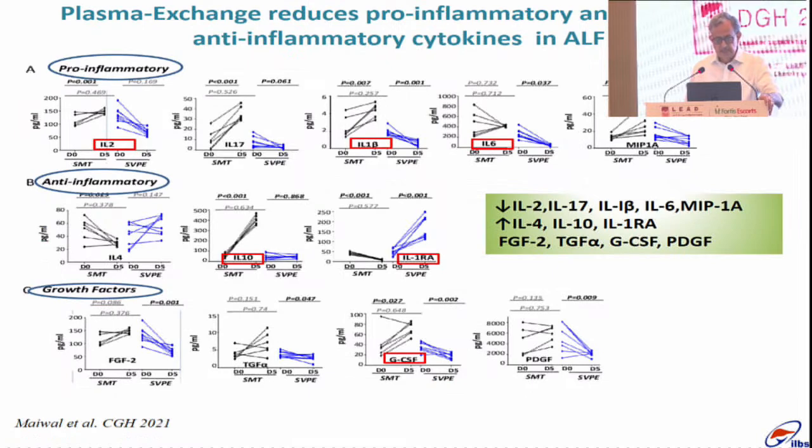What is interesting is plasma exchange reduced pro-inflammatory cytokines, IL-2, 17, 1-beta, MIP, IL-6. It also improved some of the anti-inflammatory markers here. What was a big loss was regenerative factors like GCSF, PDGF were also removed. So what plasma exchange did, anti-inflammatory improved, pro-inflammatory decreased, but it cleared regenerative factors, which to me was a negative point for plasma exchange.